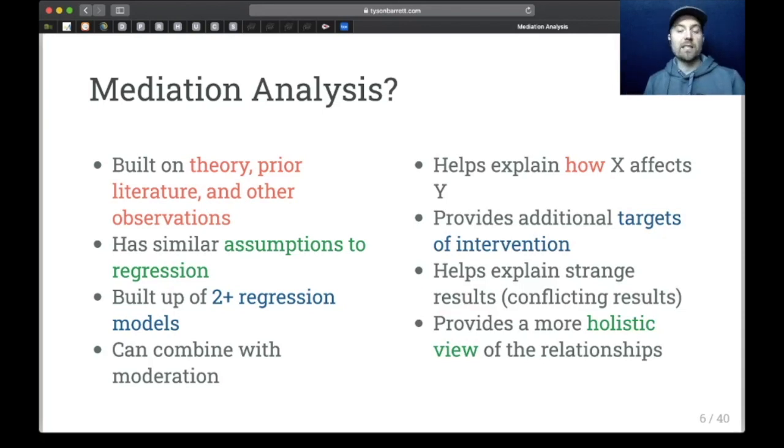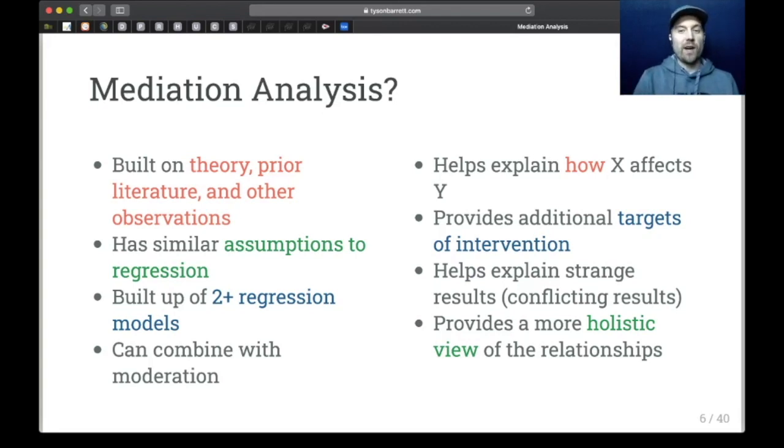Importantly, it helps us explain how X affects Y. Often we have something like an intervention, and we see that it's somehow helping this outcome. Mediation analysis helps us understand, how does that actually happen? In what way does it actually play out? How does our intervention end up affecting Y?